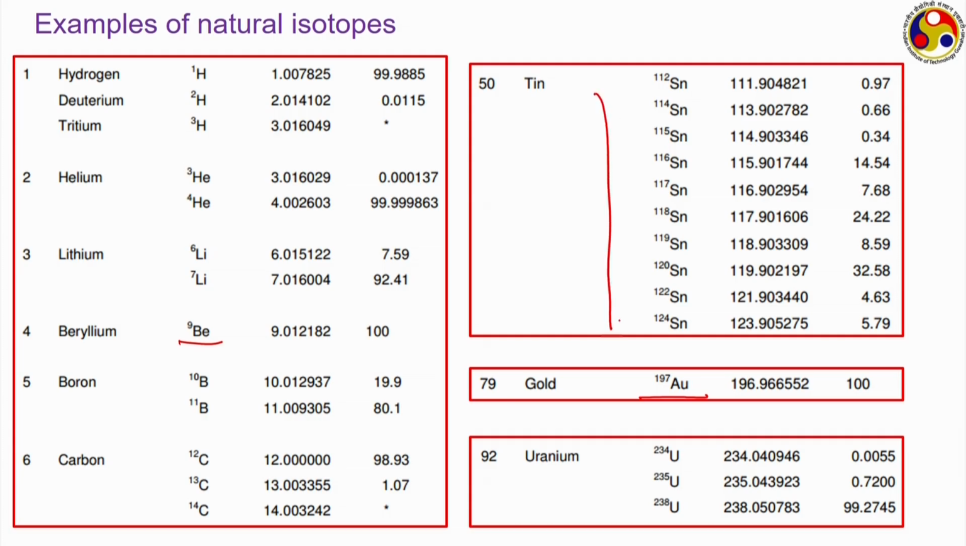Like you can see here for tin, it has several isotopes starting from a mass number of 112 to 124, and all of them are quite prevalent in nature, because you can see Sn-120 appears about 32%, this also appears 24% and this appears 14%. So, all of them are quite prevalent in nature.